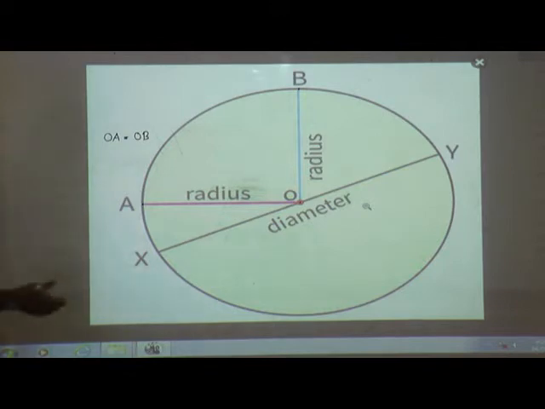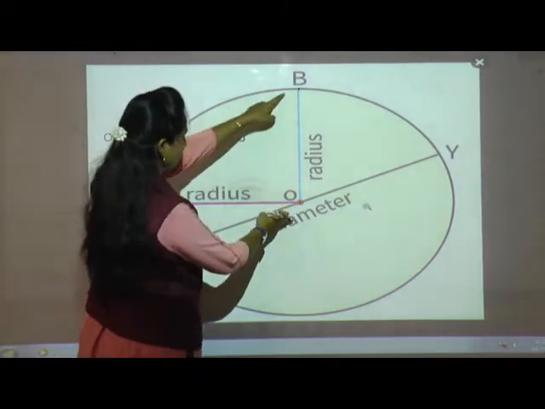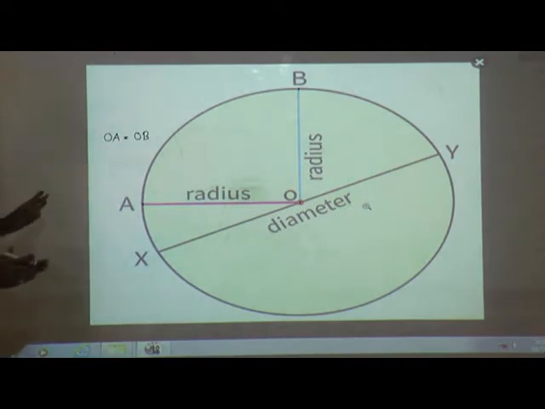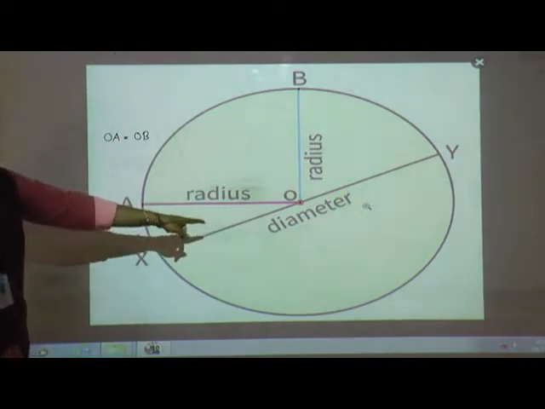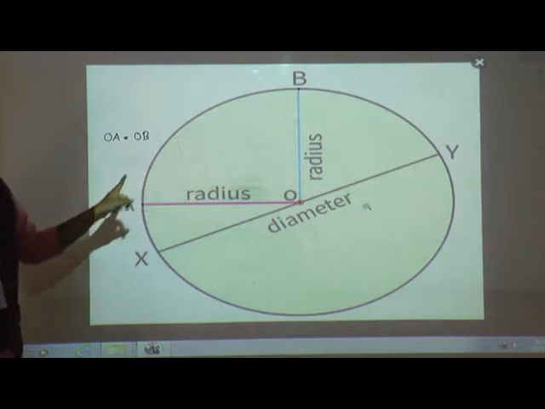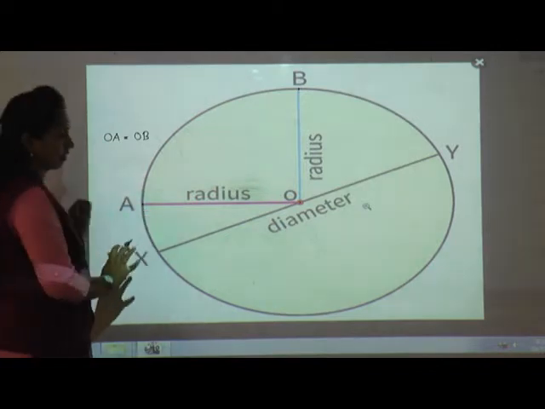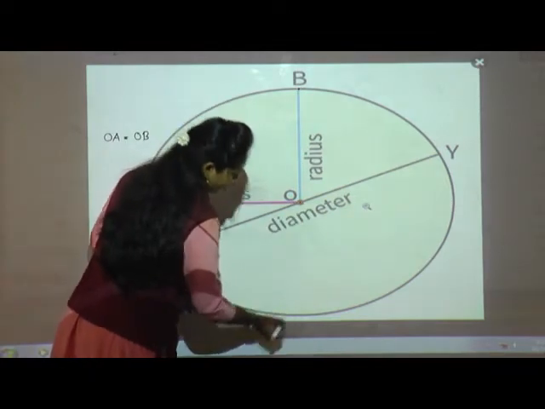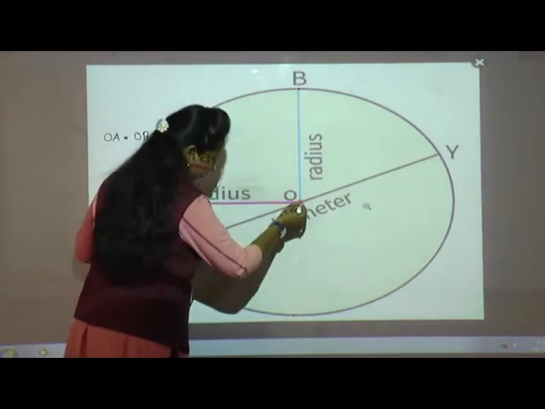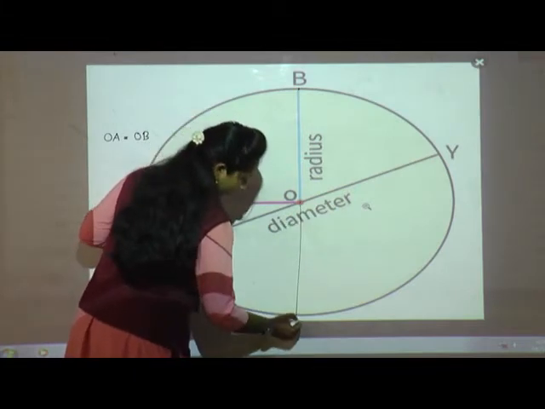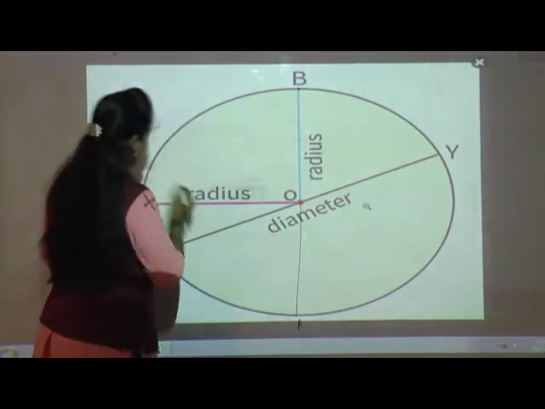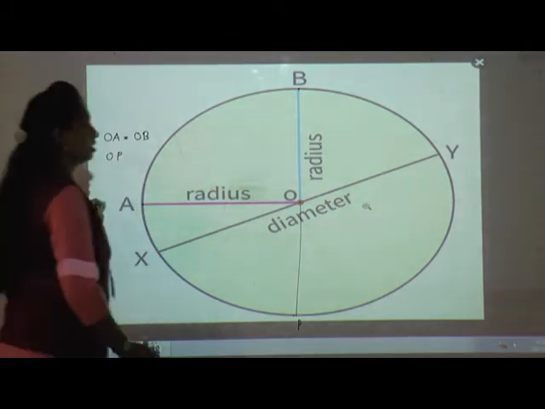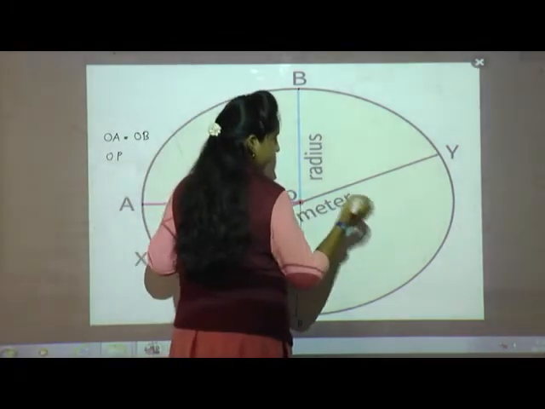I'll repeat again. The fixed distance, which means equal distance, between the center of the circle and any point on a circle is called the radius. For example, if from here one more point is on the circle and I have drawn a line and named it P, then OP is also a radius of the circle.